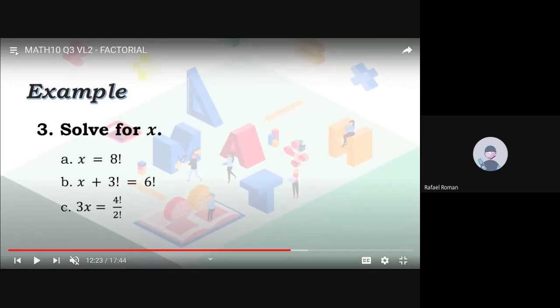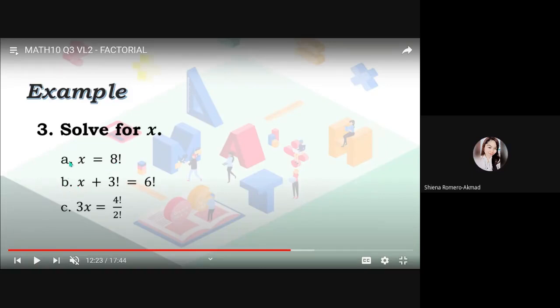40,320. Because sinolve mo tong 8 factorial. Hindi naman po sinabi na 8x eh. Kaya ginawa ko lang po 8 times 7 times 6 times 5 and so on.